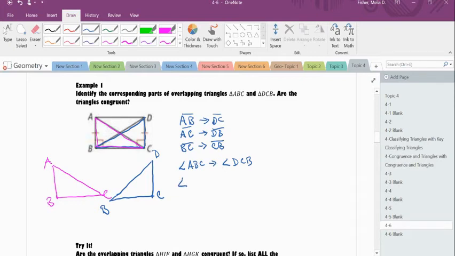We have angle BAC corresponding to angle CDB. And we have angle ACB corresponding to angle DBC.